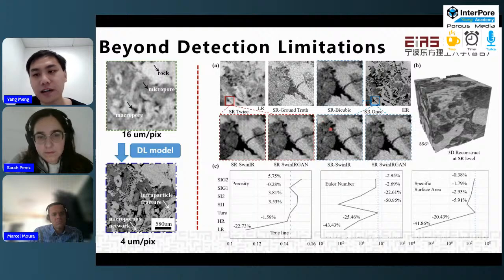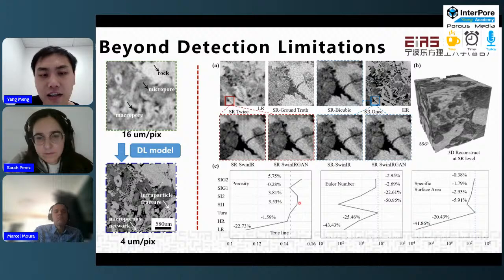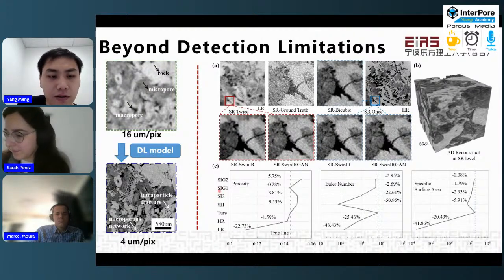After generating the extremely high resolution images, we did the macro digital rock reconstruction and the segmentation and evaluated the parameters. And you probably noticed, especially in the Euler's number part, the SWAR model without GAN loss does not perform very well, and actually it's similar to the lower resolution and the different strategy.